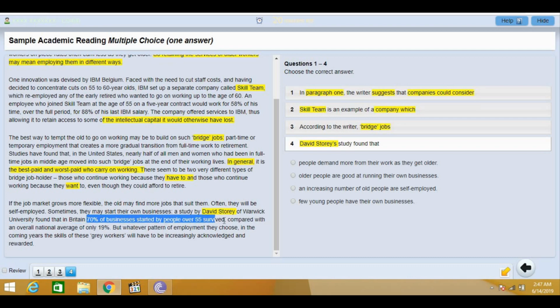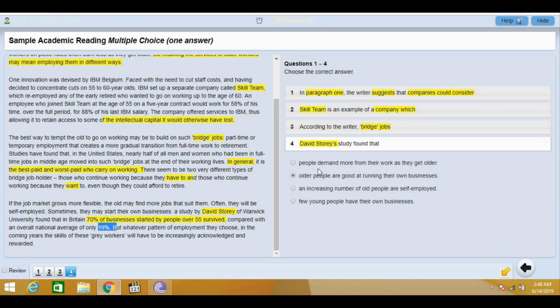In Britain, 70% of businesses started by people over 55 survived. This is a finding, compared with the overall national average of 19. Well, then this is about over-55 people: older people are good at running businesses, and there is an increase in the number of old people. Now few young people have their own business. Now this is the answer. So I have already found the answers.